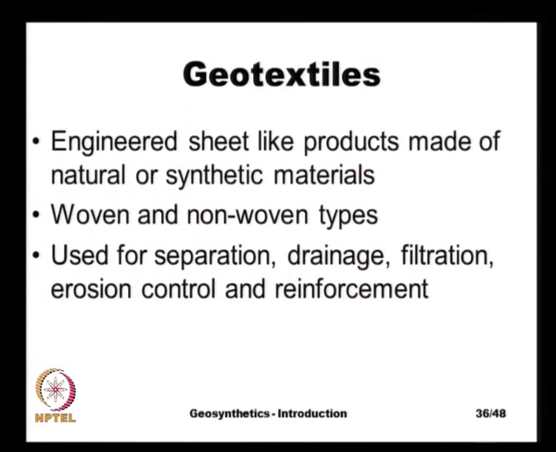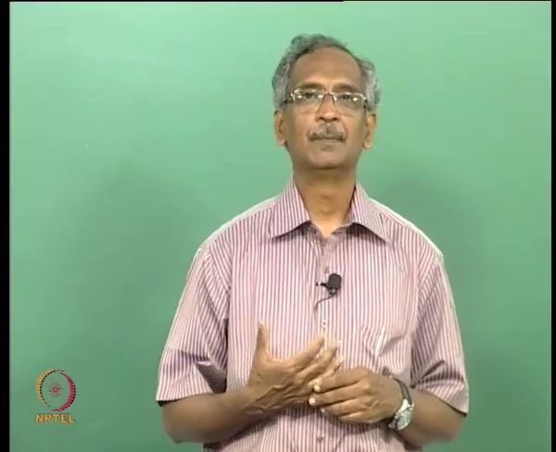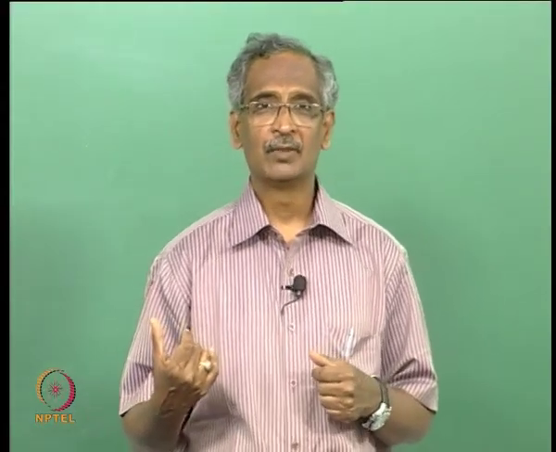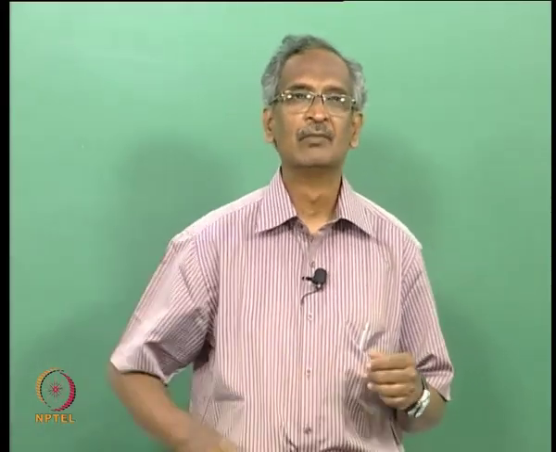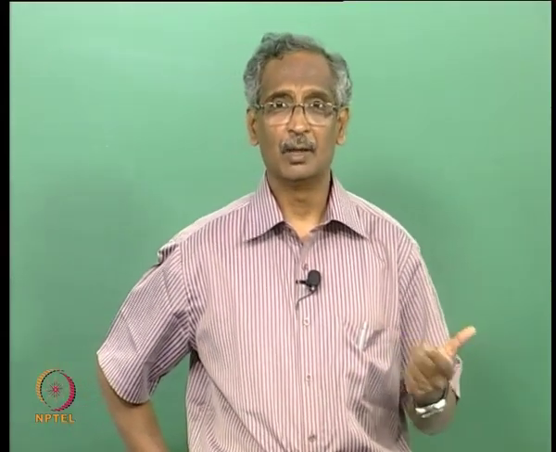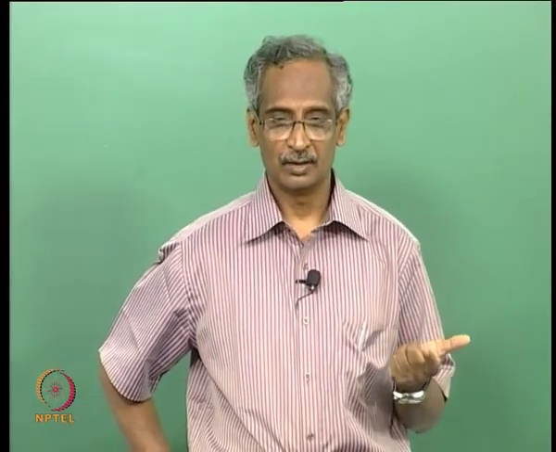The geotextiles are the first ones to be introduced into engineering use along with the soils. These geotextiles are engineered sheet-like products made of natural or synthetic materials. There are two types of materials: a woven product and a non-woven product. The woven product is similar to the textiles that we wear, for example, a shirt is made of a woven textile. Similarly, there are some other varieties which are known as non-woven products.